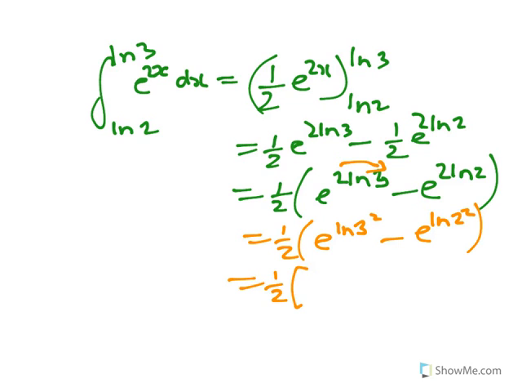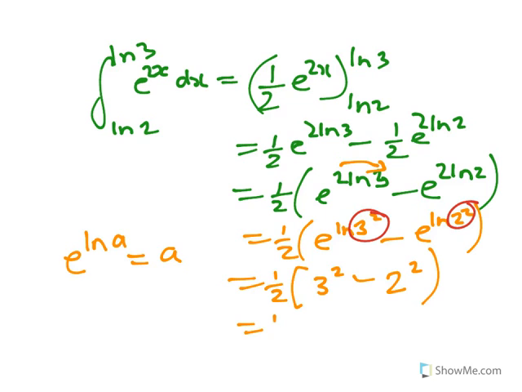Now, e to the ln 3 squared is just 3 squared, because remember, e to the ln a is just a. They just cancel each other out, so you just get what's there. Now, that will then be minus 2 squared, because e to the ln 2 squared is 2 squared. So it's a half times 9 minus 4, so it's a half times 5, which is 2.5.